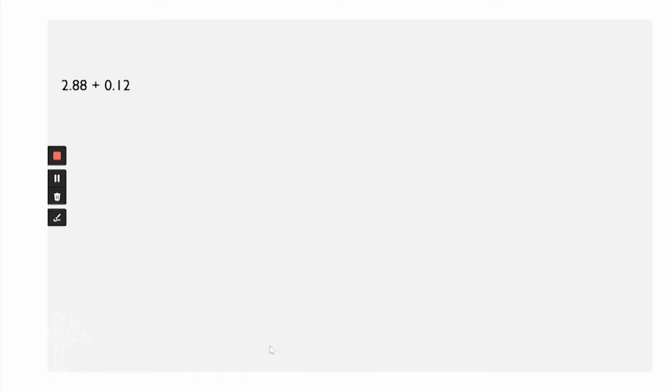Let's move on. Try this one out. 2 and 88/100 plus 12/100. Use any strategy that you want.